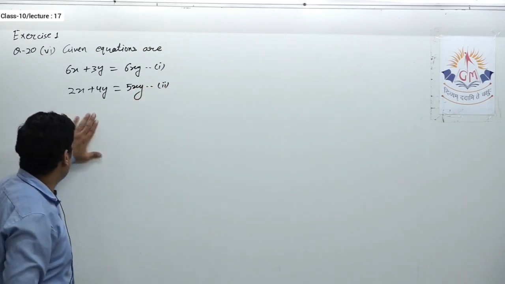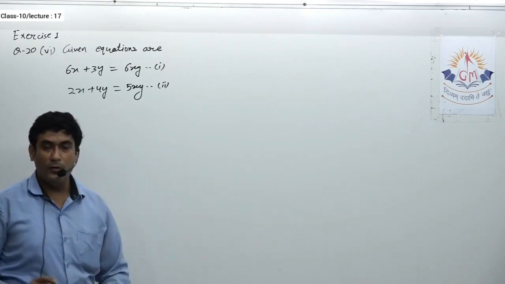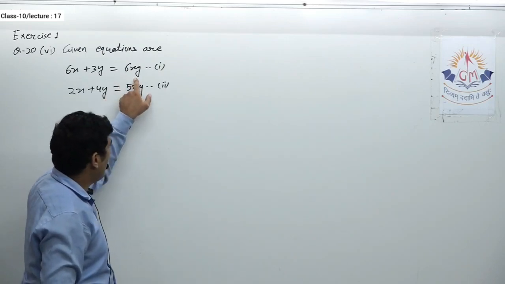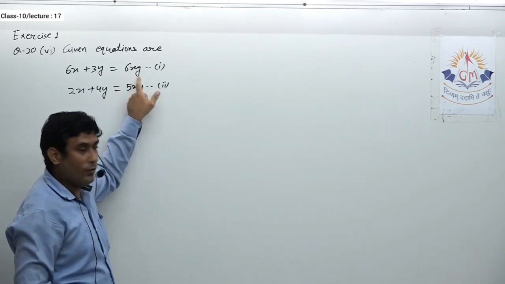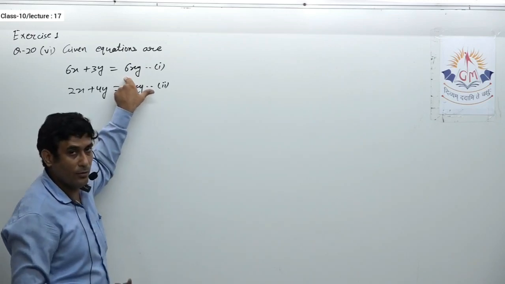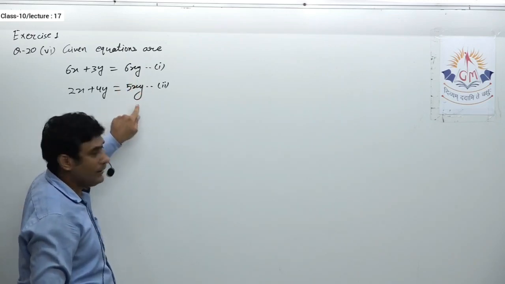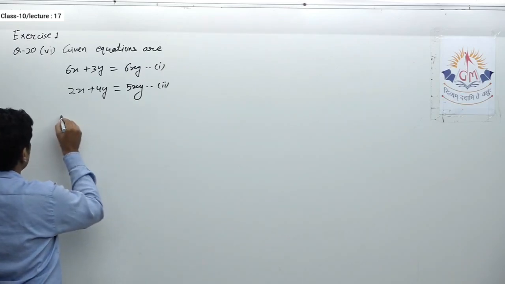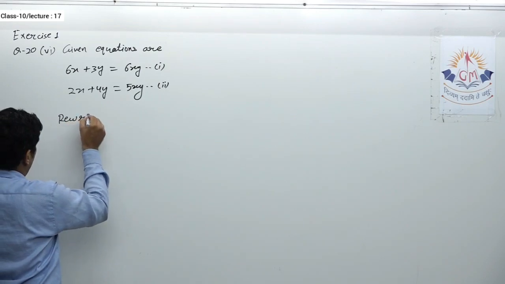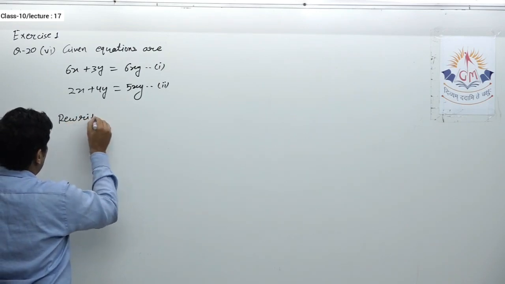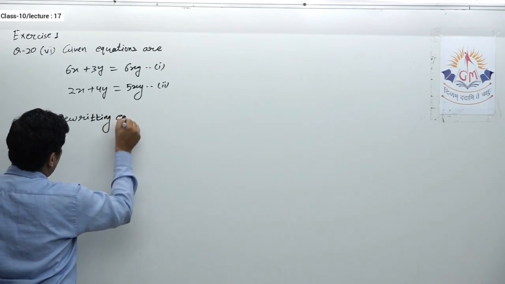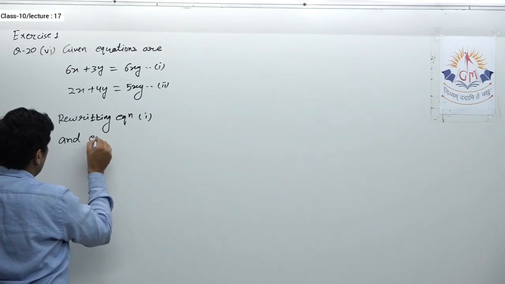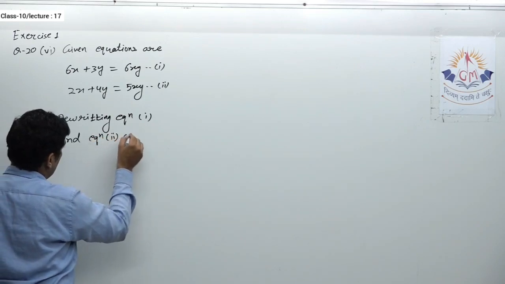So again, first of all, we have to rewrite these equations. See, we never have an equation in which the right hand side has the variable. We always have the right hand side as a constant or 0. But here xy is there. So anyhow we have to remove this xy. So let us see how to solve this, rewriting equation first and equation second as follows.